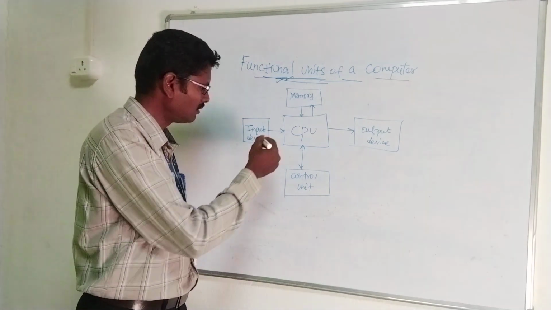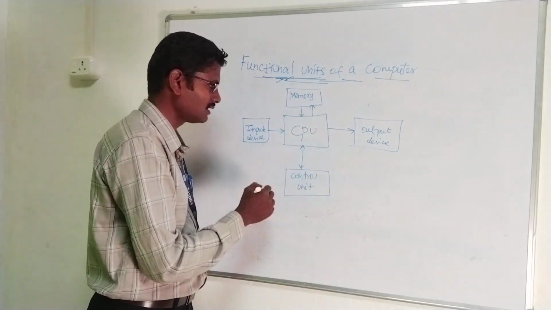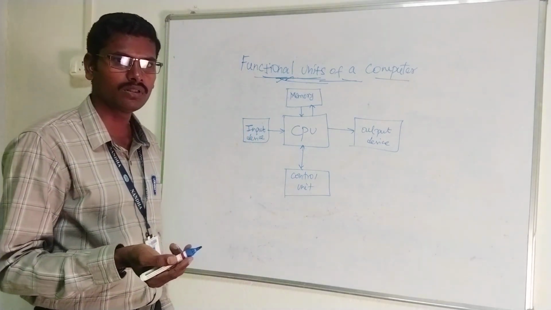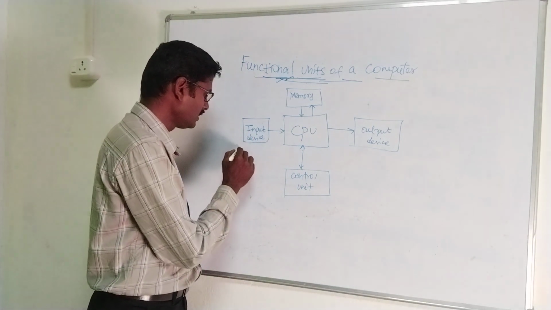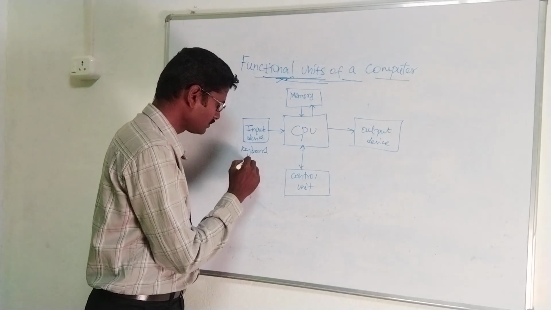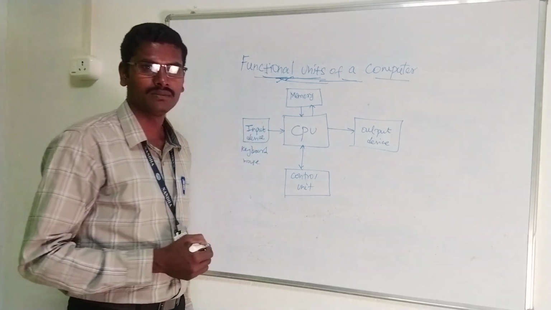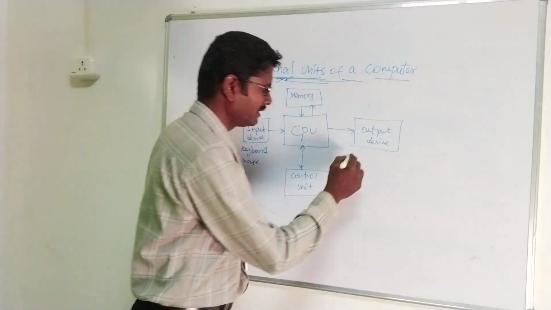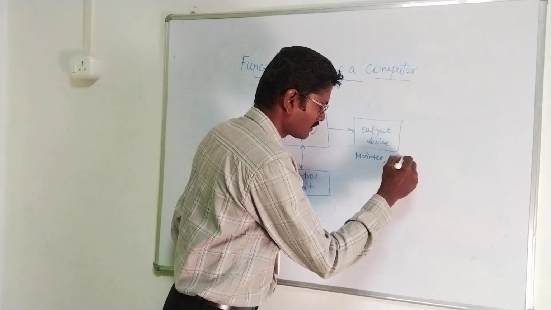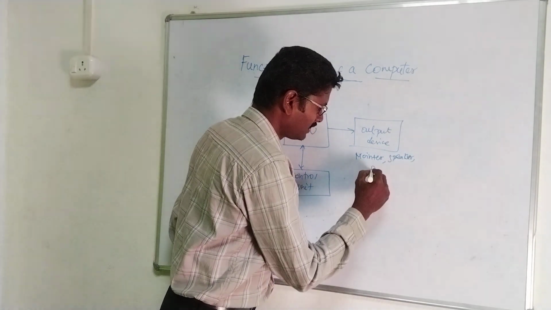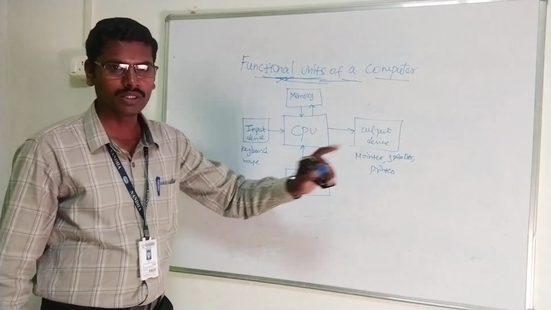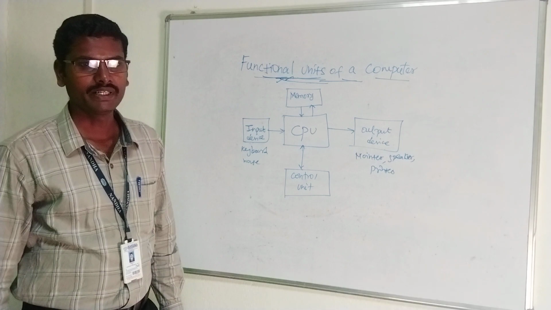So we'll see the blocks of this diagram one by one. First let me start with the input device. As you already know, an input device may be a keyboard, mouse, etc. And the output devices are monitor, speaker, printer. So all of these devices are known as output devices, right?